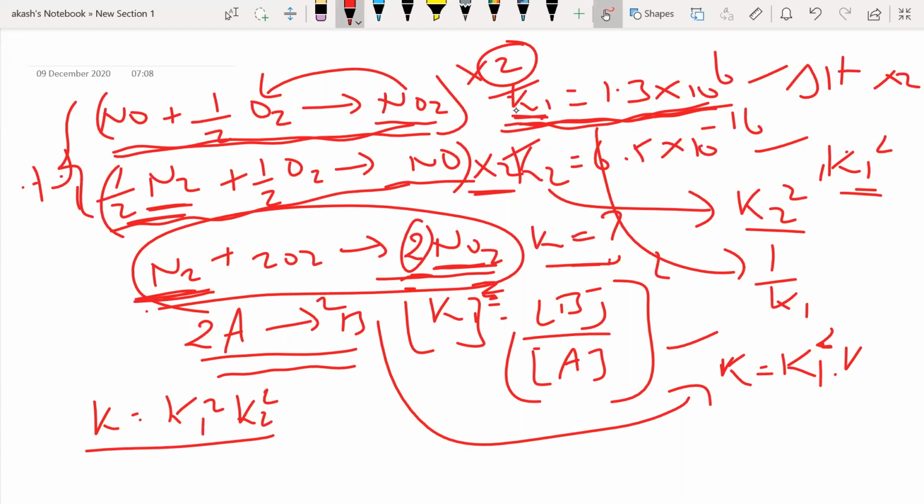I hope you know how I got K1 squared, how I got K2 squared, and why we are multiplying, because we're adding these two reactions to get the required equation. The equilibrium constant has to be multiplied. Obviously now we're not doing calculations. The K1, K2 values are given to you. So you have to square them and then, sorry, not add, multiply. You will get the required equilibrium constant.